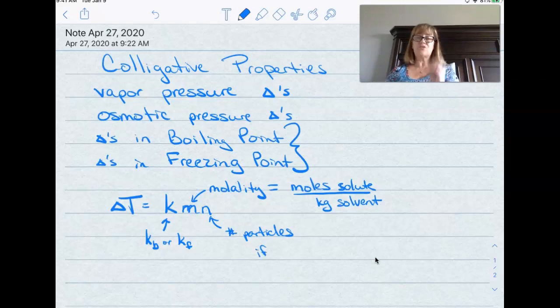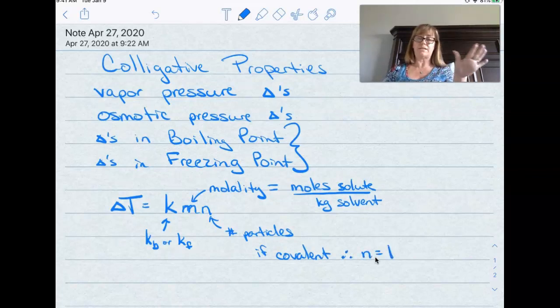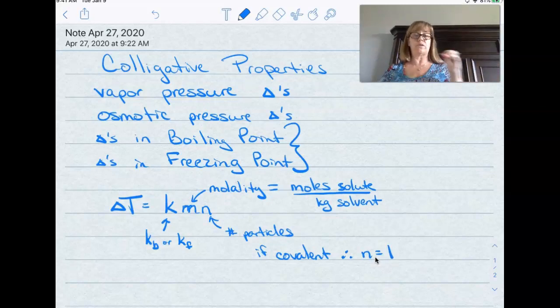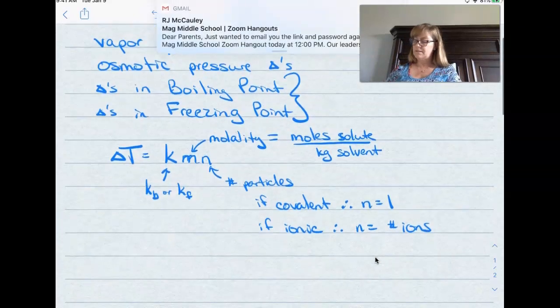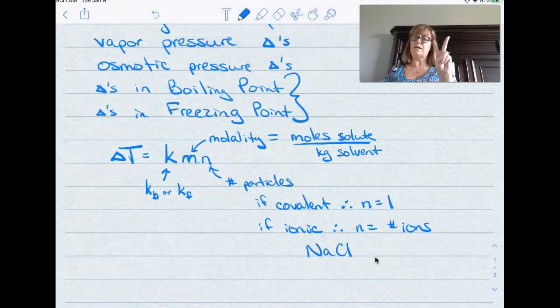If your solute is covalent, then n equals 1, always. Doesn't matter what covalent compound you're dissolving into your liquid, your n is always going to be a 1. Now, if this is ionic, n is going to equal the number of ions that exist. So let's look at this. Something like sodium chloride, you have your sodium ion and your chloride ion. n is going to equal 2.